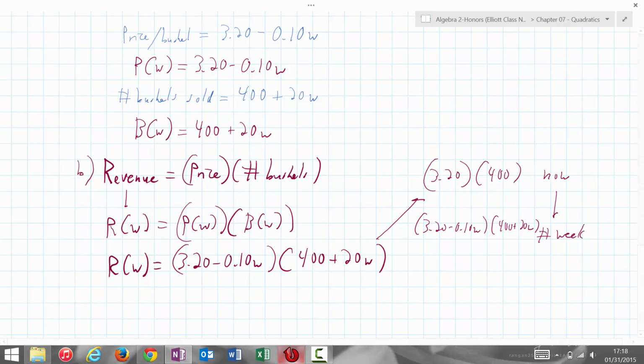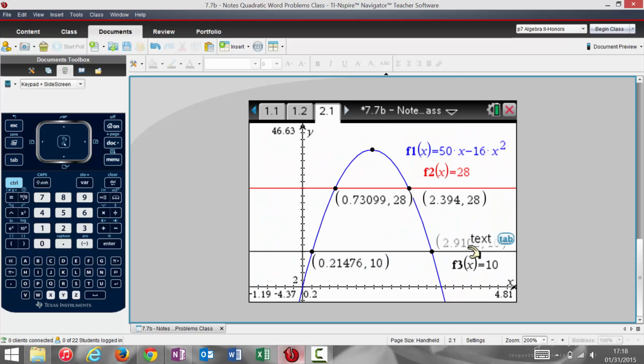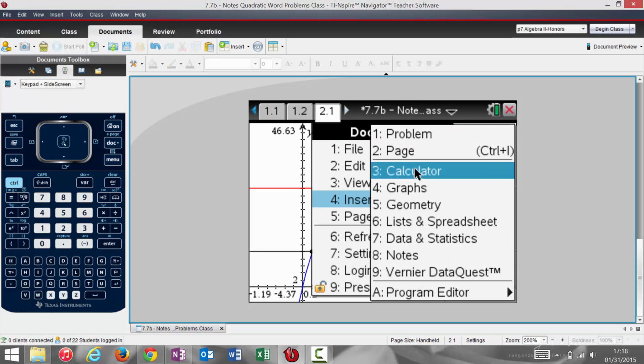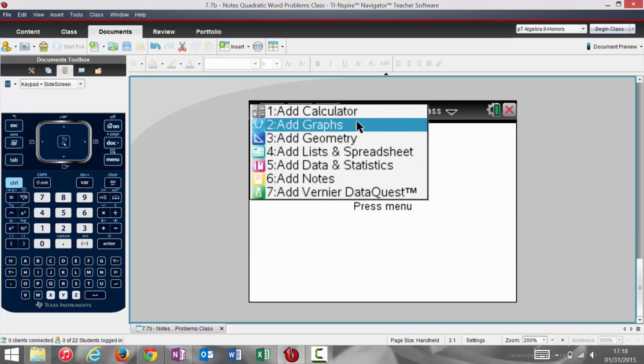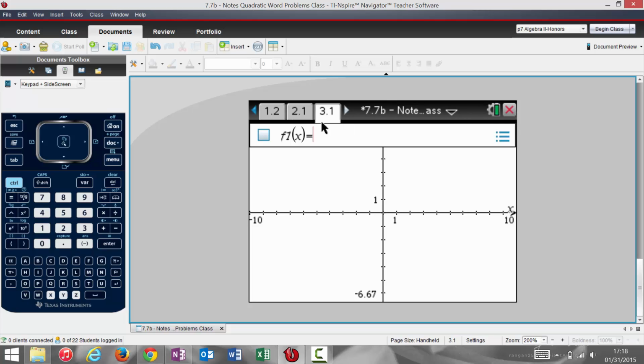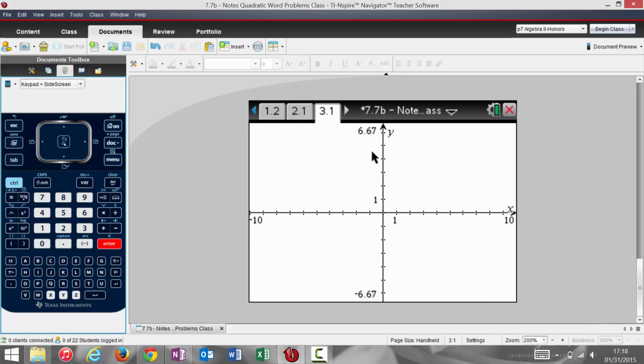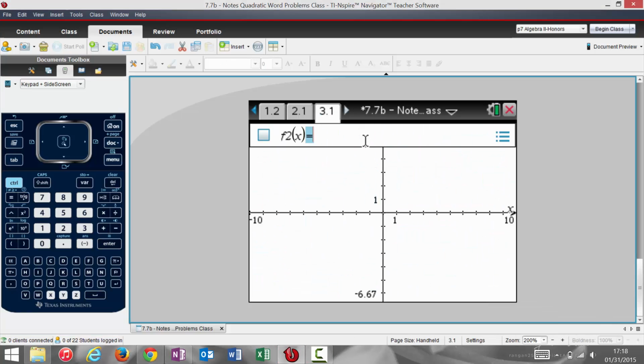And if I graph that, I'm going to go to the document menu, insert, number 4, problem, number 1, and then a graph. So I'm on problem 3. And then let's graph that. I'm going to pause while I graph it. Okay, graphed it. I see nothing.